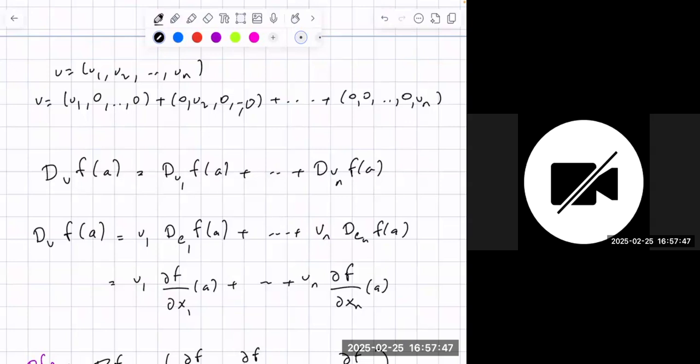Now the directional derivative splits up. I'll see that direction as a summation of these directions. And those directions are super easy: they're like a coordinate direction times a number. So at the end, you're going to get this derivative is this number V1 times the directional derivative in the first coordinate direction, V2 times the directional derivative in the second coordinate direction, and so on.